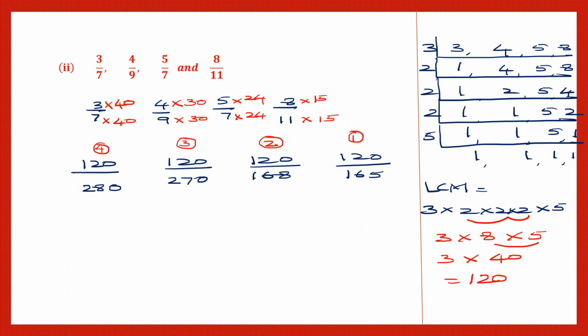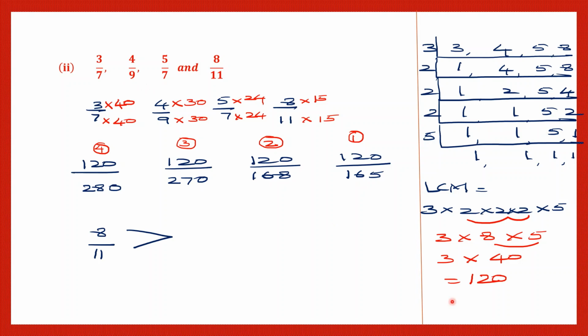So now let's arrange the question in descending order. So 120 by 165 should come first. This is the fourth fraction. So the fourth fraction of the question is 8 by 11. So let's write that first. So 8 by 11 is the greatest fraction. So we put this symbol. Then we go to the second one, which is 120 by 168, which is the third fraction here.